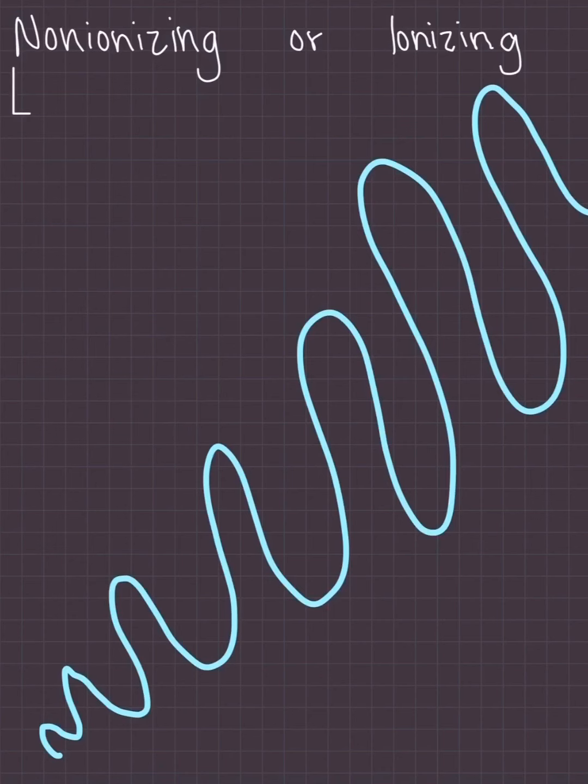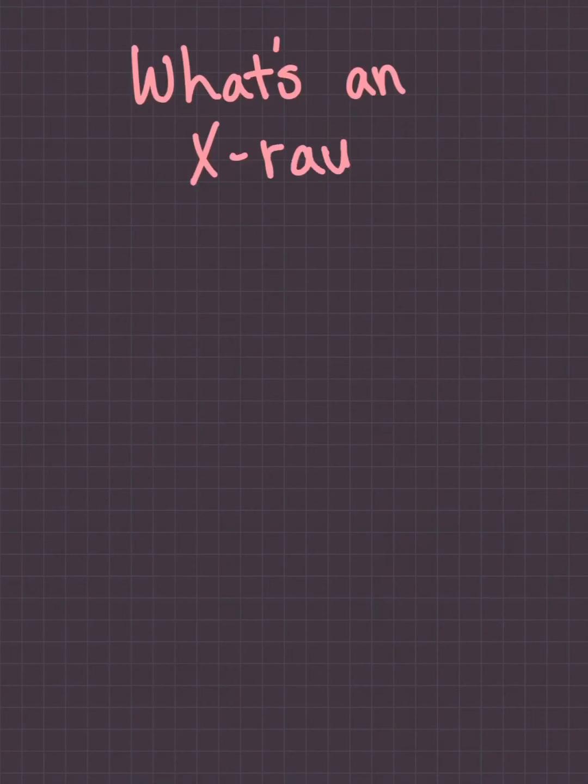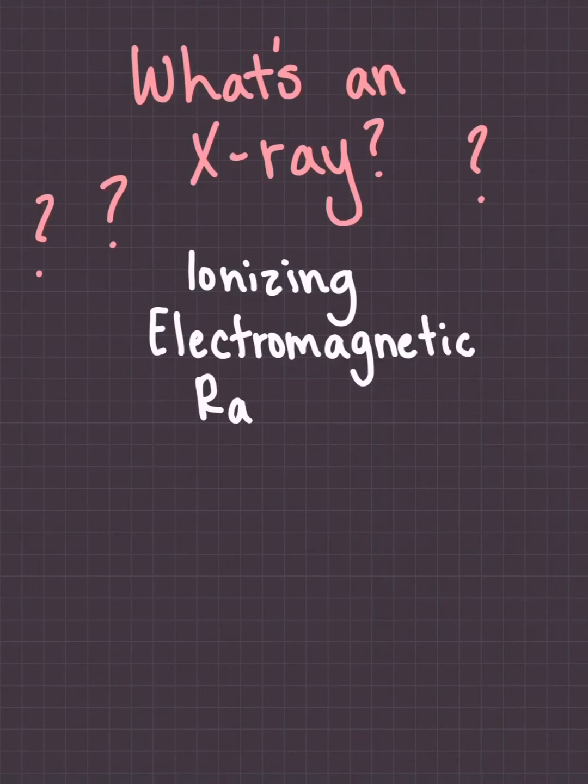Non-ionizing is when the wavelengths are long and have low frequencies, kind of like radio waves or a microwave. Ionizing is when the wavelengths are shorter and have a higher frequency, like gamma rays, cosmic rays, and X-rays. What is an X-ray? Ionizing electromagnetic radiation.